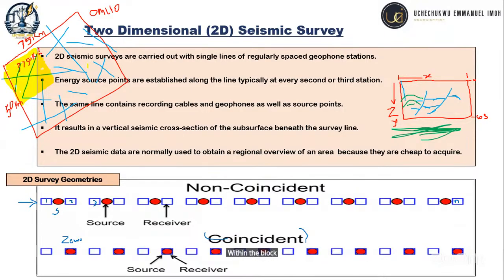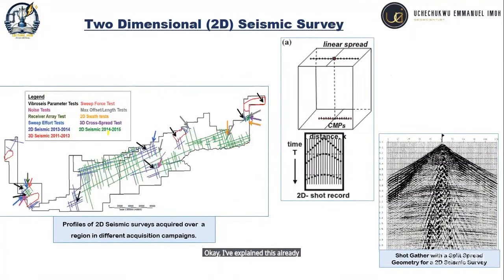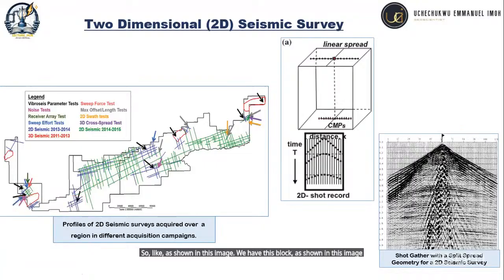I've explained this already. You have a block, as shown in this image. You can see they run so many 2D lines on it, with different coloration representing different time frames for the acquisitions: the green, the red. So any of the 2D lines that gives you the prospect that you're looking for gives you a lead, rather.